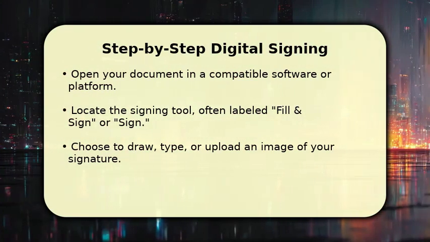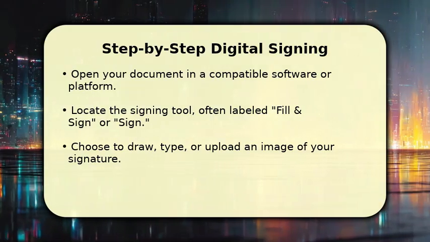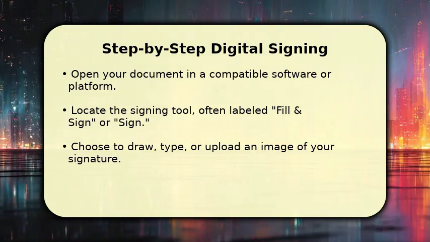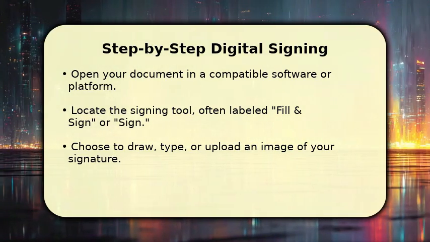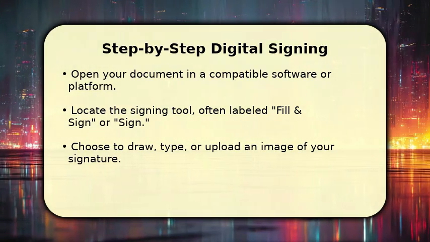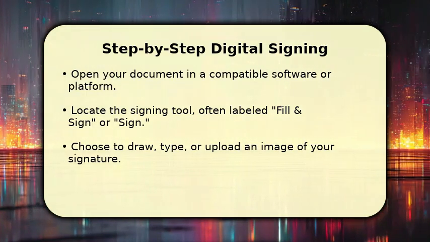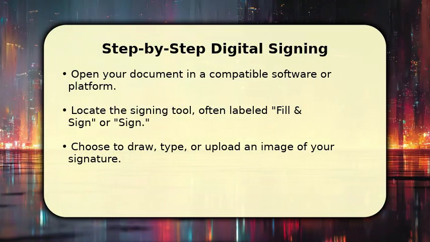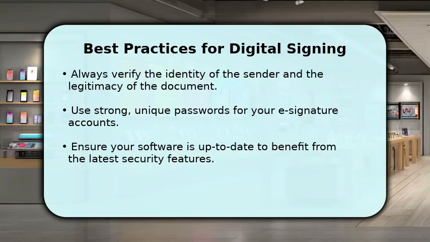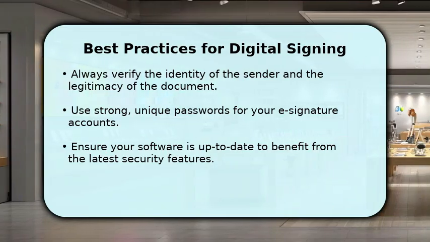Signing a document digitally is a simple, multi-step process. First, open your document using a compatible software or an online platform. Next, locate the signing tool, which is often clearly labeled as Fill and Sign or simply Sign. You'll then have the option to draw your signature, type it out, or upload an image of your handwritten signature. Finally, position and resize your signature accurately on the document, then save the file to complete the process, typically taking less than 1 minute.